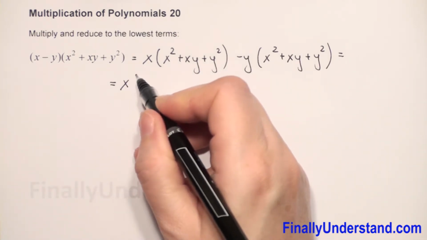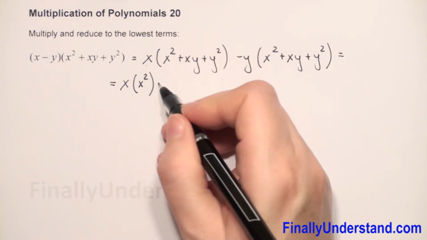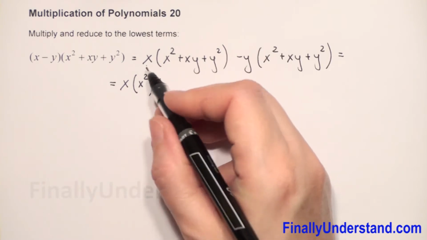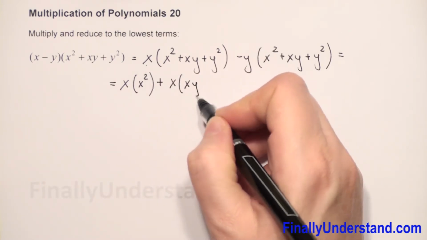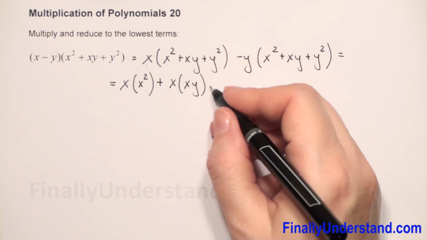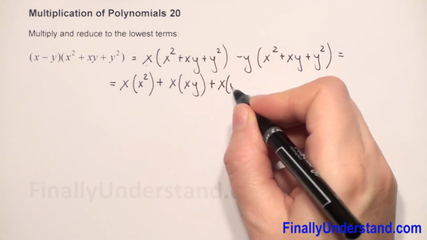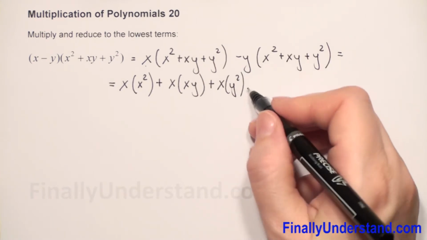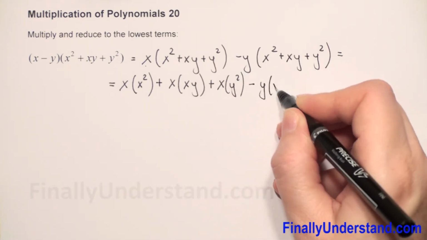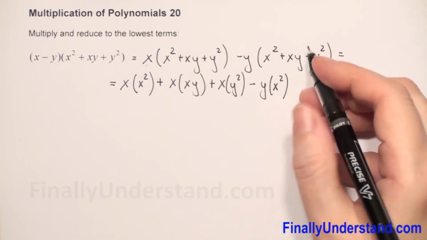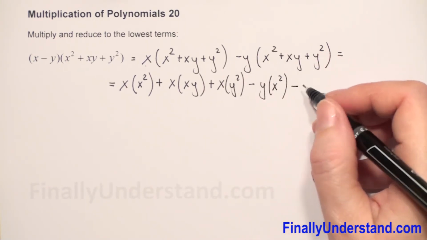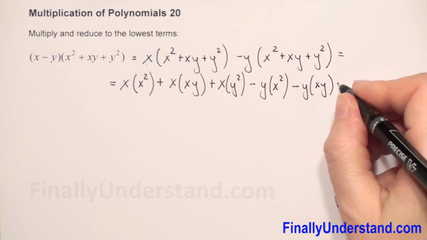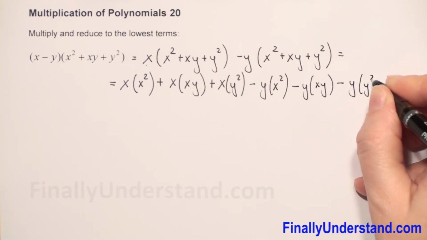So we have x times x squared. Next we have positive and positive. When we don't have a sign, it's always positive, so we have positive x times xy, and positive times positive, so it will be positive x times y squared. Now we have negative, positive, so it will be negative y times x squared, negative times positive, so it will be negative, and we have y times xy, negative times positive will be negative y times y squared.